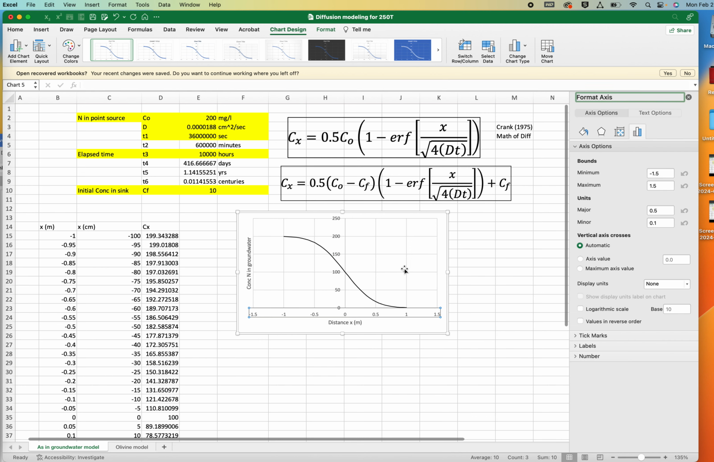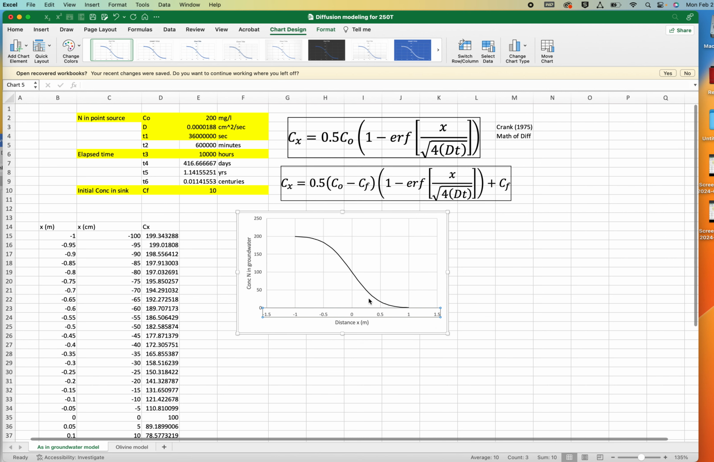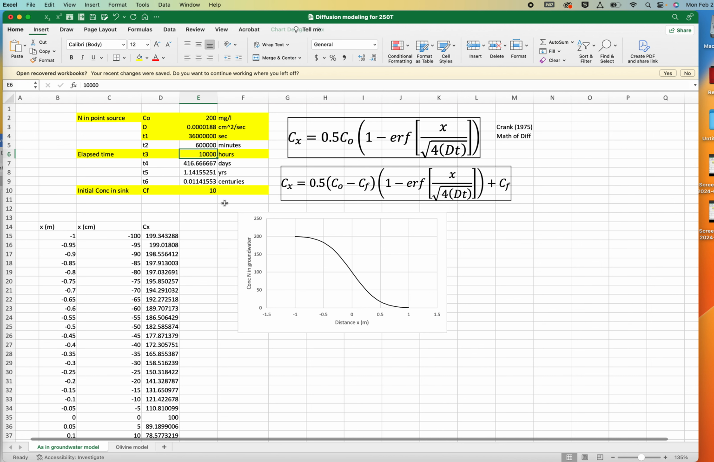And then for the axis, it's a little bit cleaner if we have the vertical axis crossing the x-axis at, well, we could make it minus, oh, this is fine the way it is. We don't want to change that. We could have the x value crossing at minus 1.5, and that'll get the vertical axis out of the way. We don't necessarily need to mark where the interface is. Now, this is for a case where we have 10,000 hours that have passed by.